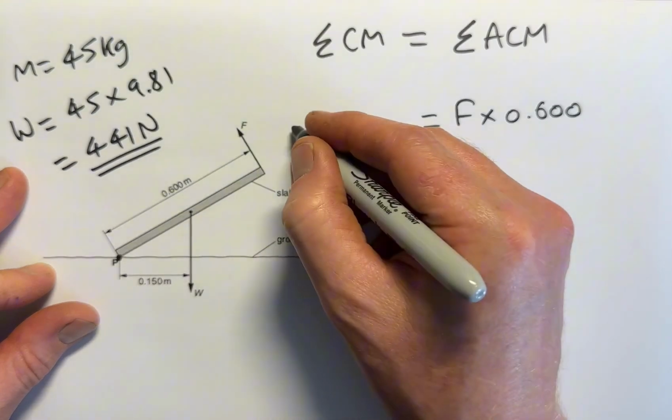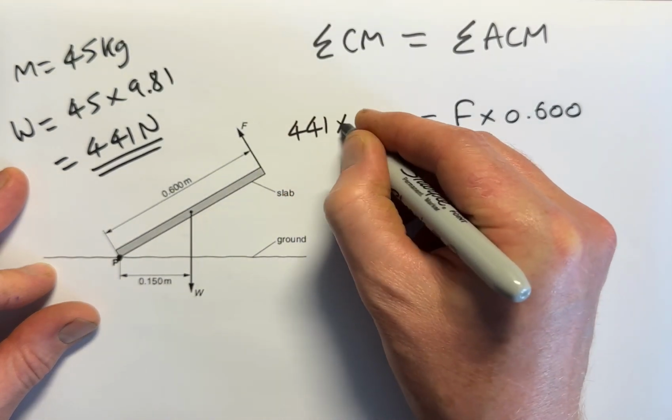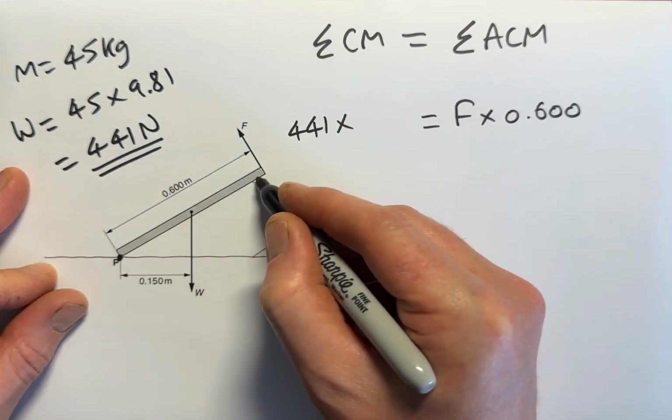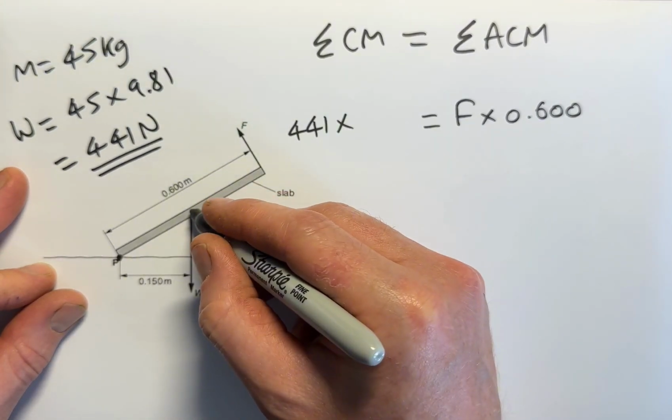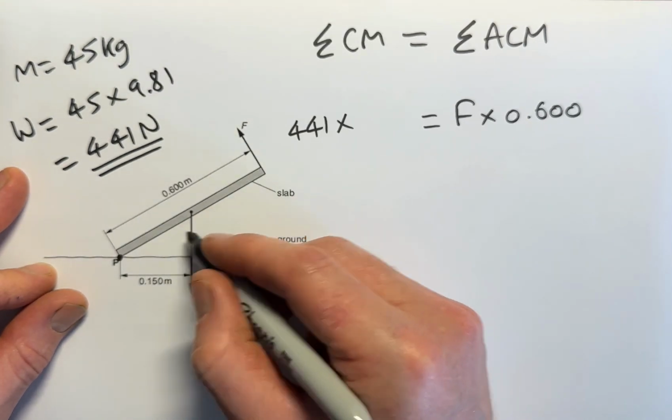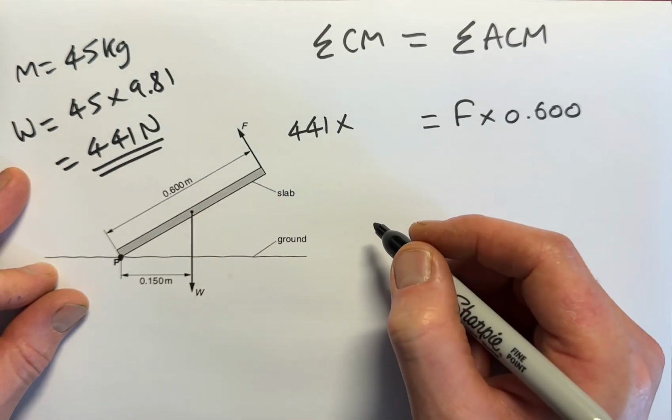Clockwise, we've got this weight, which is 441, multiplied by a distance. Now this weight is acting at an angle to the slab. It's not acting perpendicular to the slab, it's at a different angle. It's not acting at 90 degrees to the slab, it's acting at some other angle. So that introduces a bit of confusion potentially in this question.